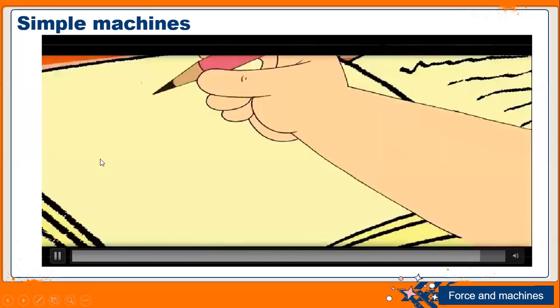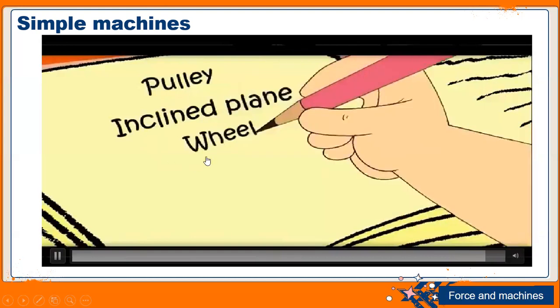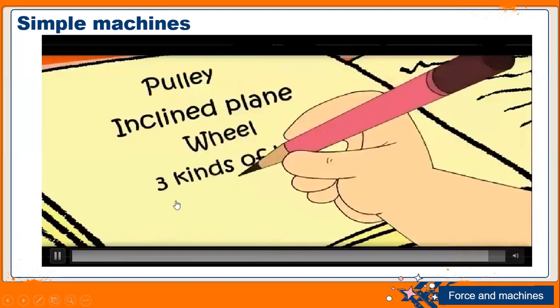Today, I learned about the pulley, inclined plane, wheel, three kinds of lever, and screw.